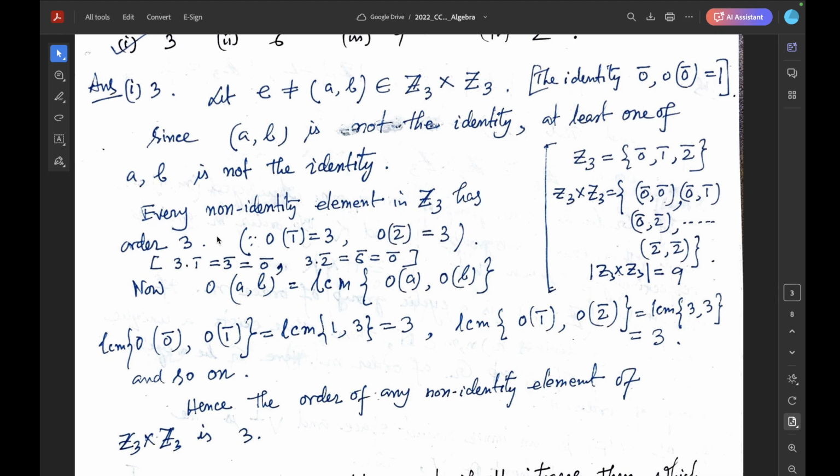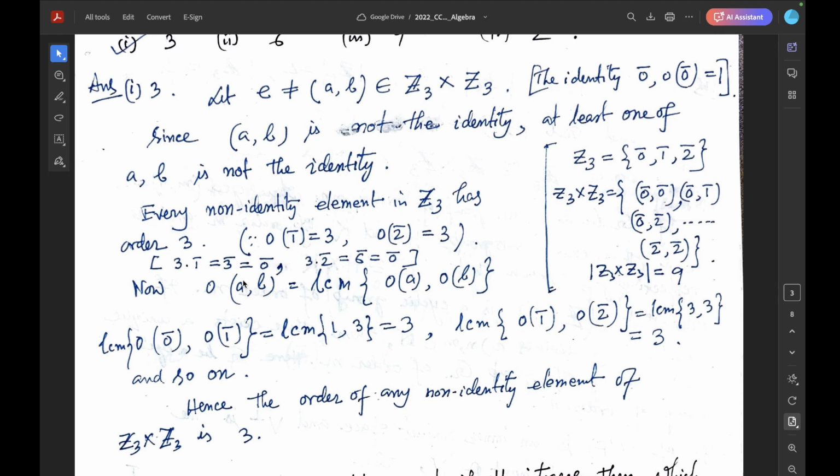in Z3 has order 3, because the order of class 1 is 3 and the order of class 2 is 3. This is because 3 times class 1 is equal to class 3, which equals class 0, and 2 times class 2 equals class 6, which is equal to class 0, and 3 is the least positive integer.